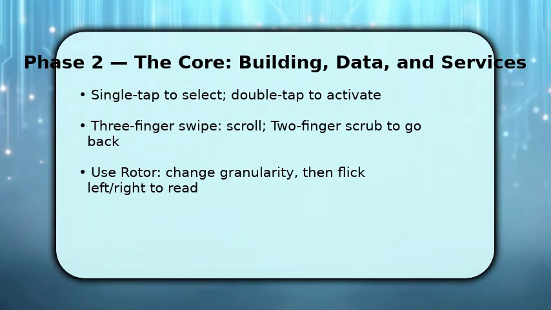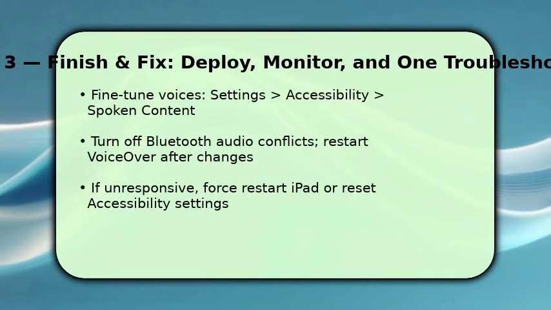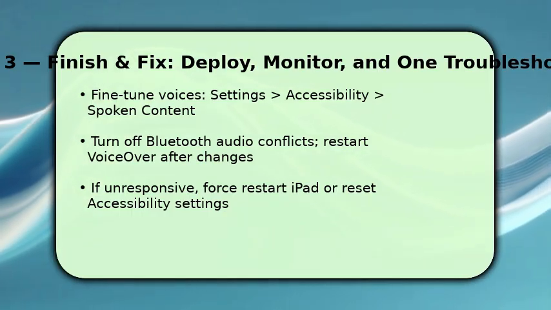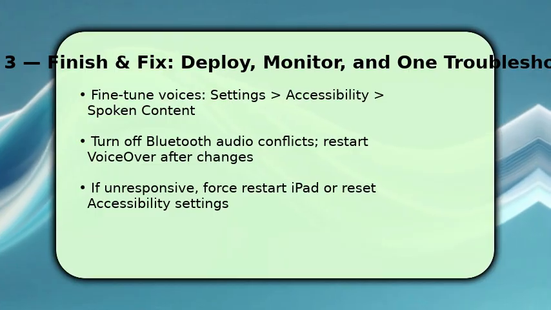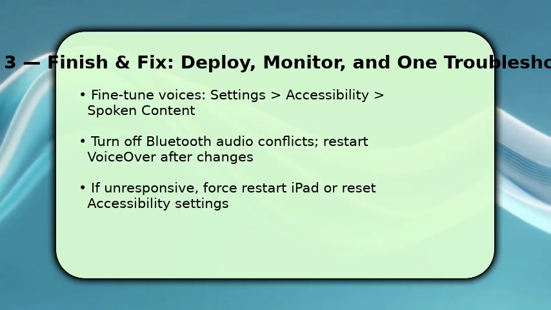You'll finish by customizing and handling common issues. In Settings, tweak spoken content and VoiceOver voices for clarity and language. Choose faster or slower rates and different voices. Make sure Bluetooth audio isn't routing speech incorrectly. Disconnect accessories if speech cuts out.